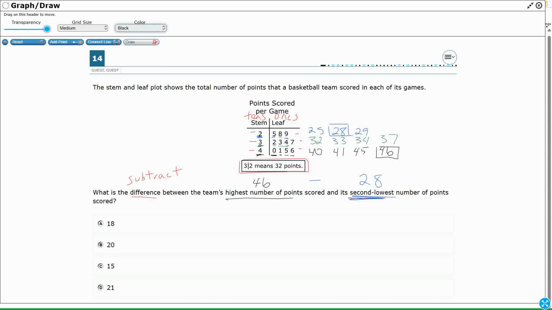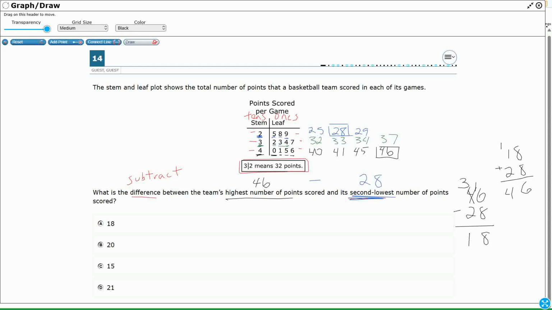And so if we were to subtract those, we'll need to regroup. Take away 10, leaving 3 tens. Instead of 6 ones, I've got 16 ones. So that's going to be 8 and 18. And if we want to, we can add up the 18 and the 28 to make sure we get back to 46, which we do.